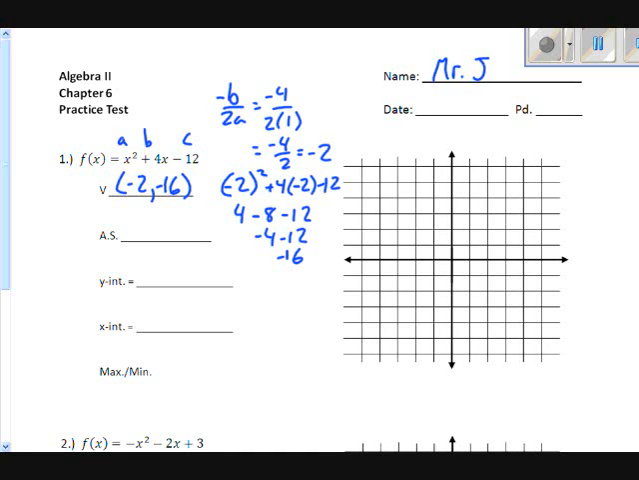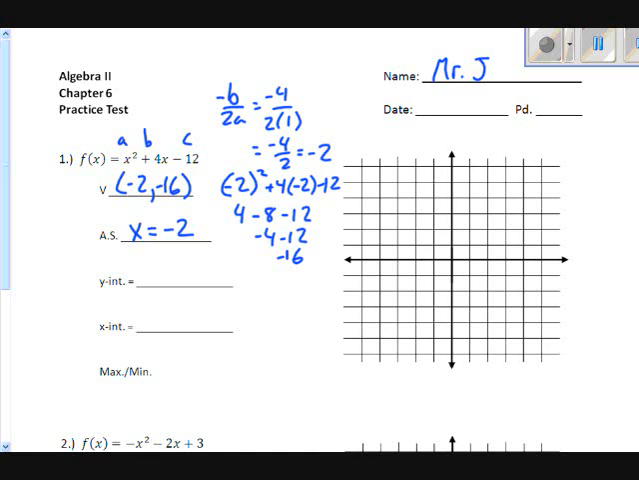Now the axis of symmetry. Remember, the axis of symmetry is like the mirror for this thing. It's a vertical line, which means it's x equals. And the axis of symmetry always goes through the vertex, so it's x equals the x value from the vertex, which is the negative 2. And that's it.